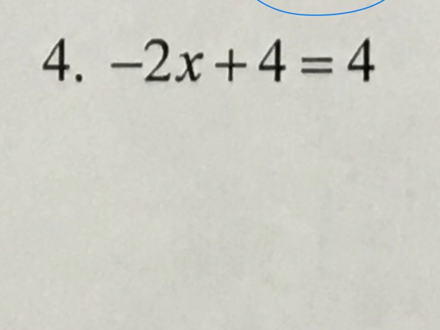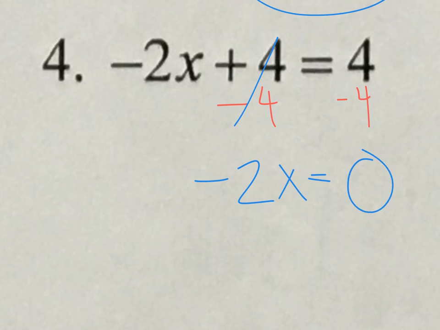Final one explained in 10 seconds. Subtract 4 from both sides. Cancels, you get -2x equals 4 take away 4 is 0. Then you divide by -2, and of course 0 divided by anything is still 0.